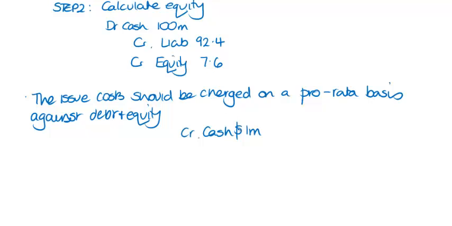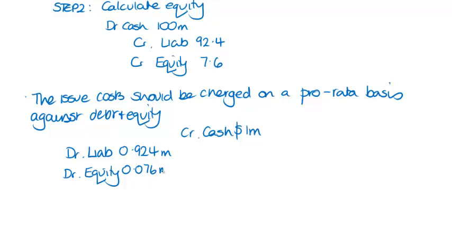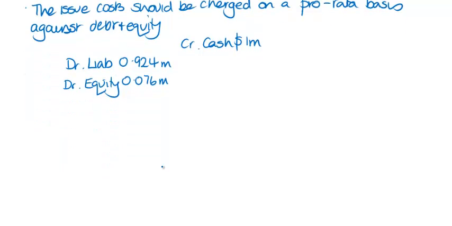So we credit cash 1 million. We debit the liability 0.924 million because it's 92.4% of our total. And I'm going to debit equity 0.076 million. So we do that in exactly the same ratio as the way that we've allocated the proceeds of the debt issue. We now move to step 3.